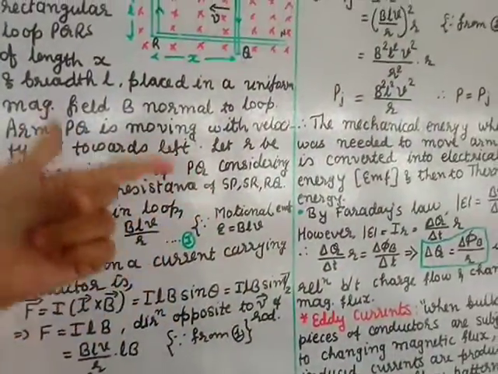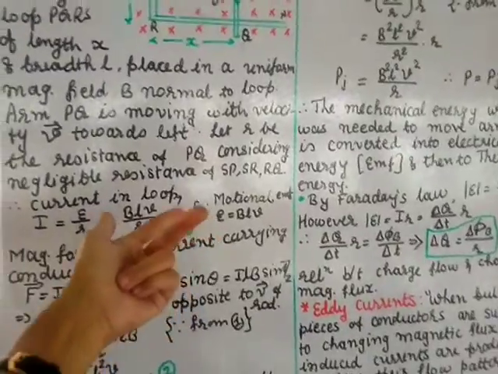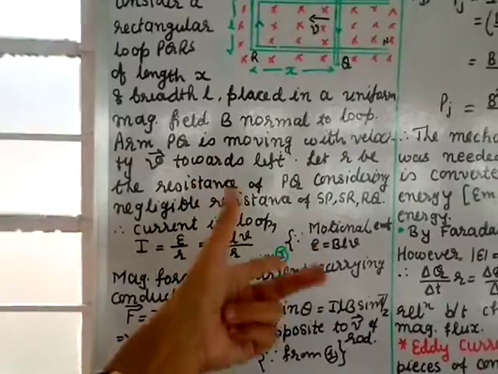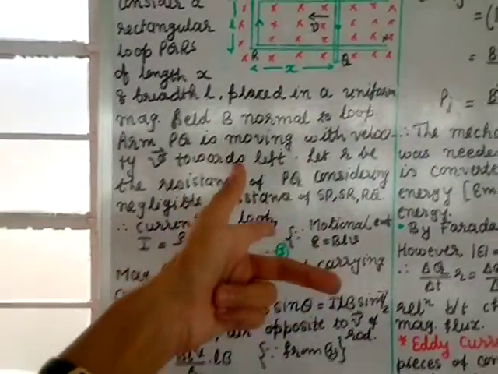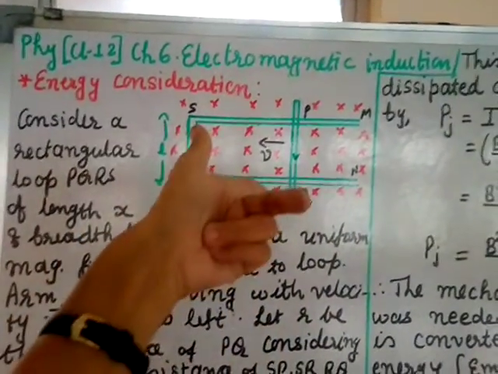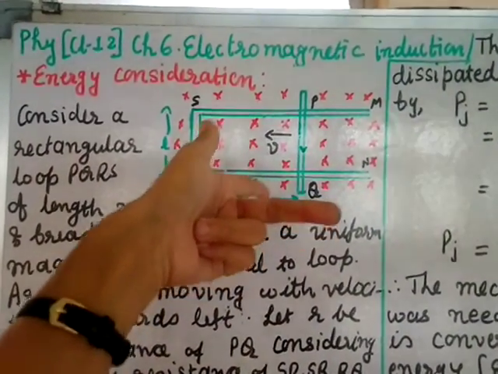So Fleming's left hand rule says that the forefinger will give you the field, the middle finger will give you the direction of the current, and the thumb will give you the force. Here the magnetic field is inside. So magnetic field means this finger will give you the magnetic field. This finger will give you the flow of the current.